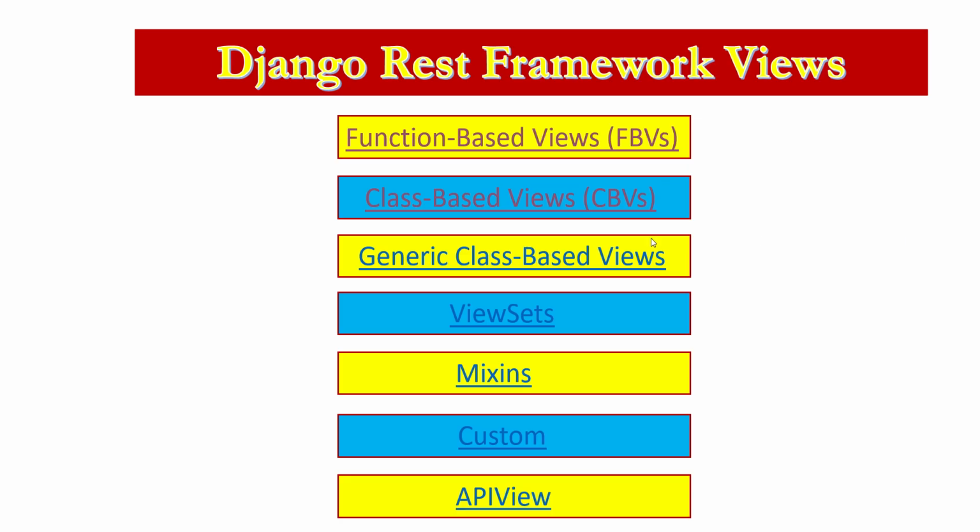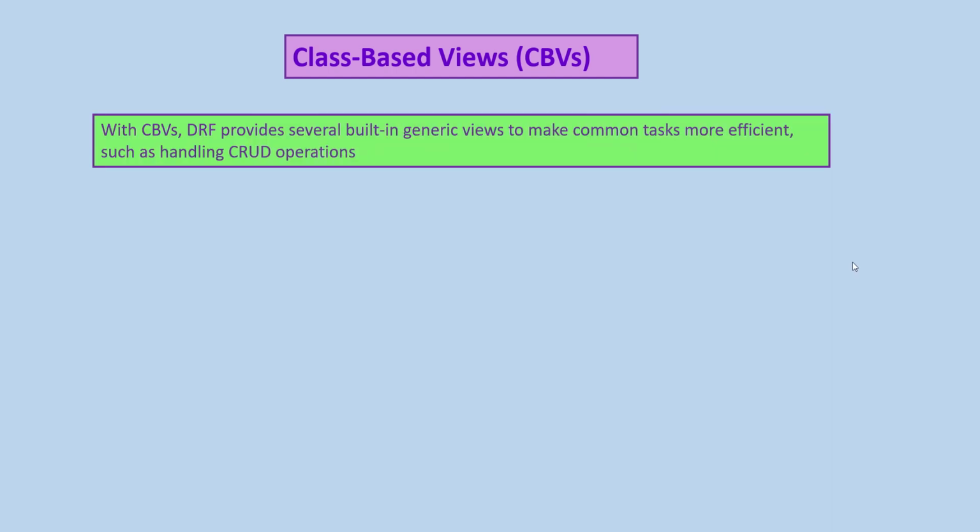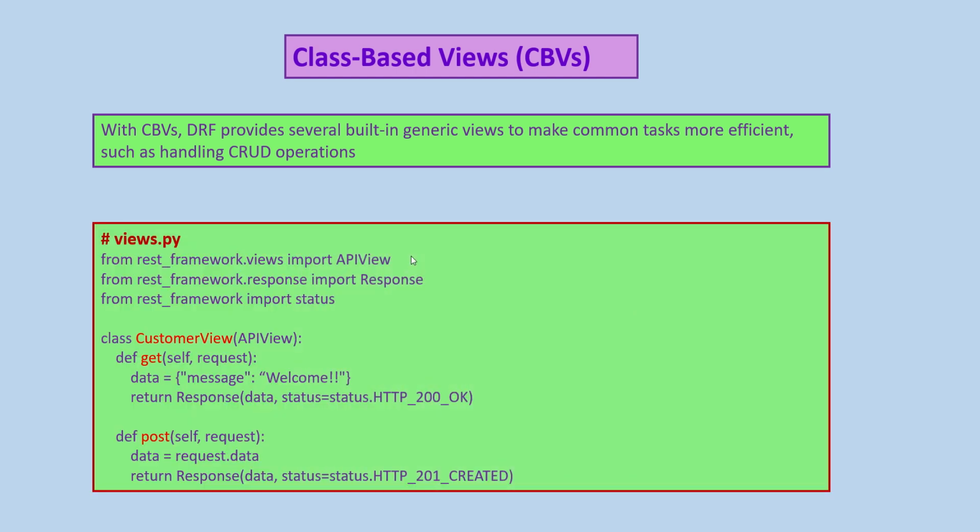Now let us see the next one, class-based views. So what is a class-based view? With class-based views, Django REST framework provides several built-in generic views to make common tasks like CRUD operations efficient. To handle CRUD operations, we can use class-based views, and they provide built-in functionality.